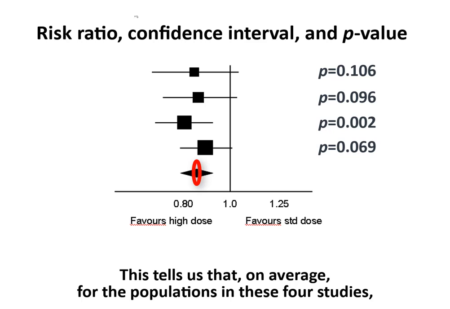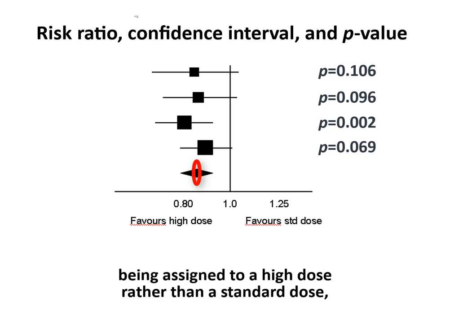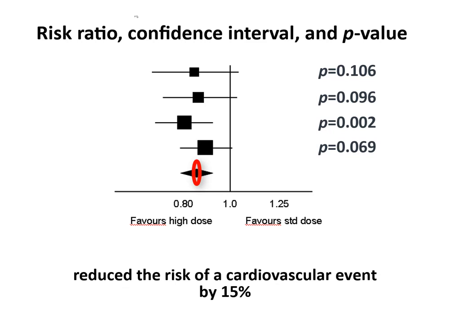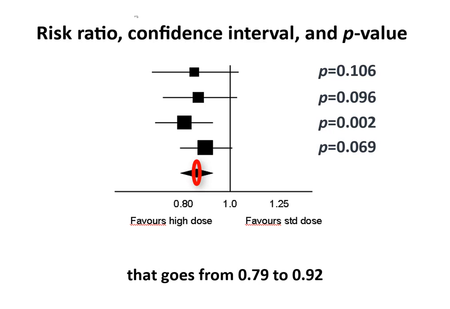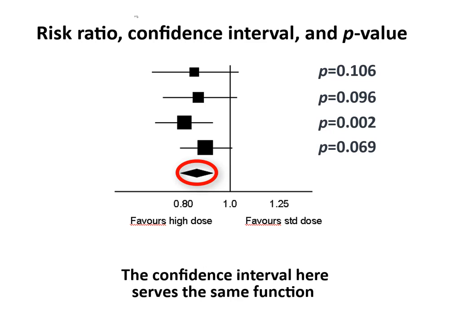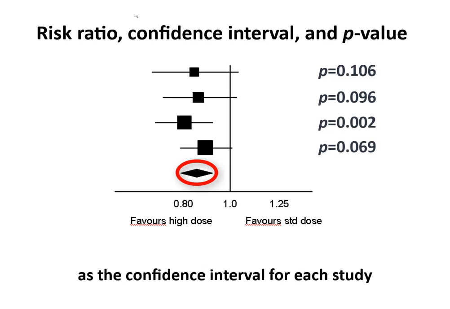This tells us that, on average, for the populations in these 4 studies, being assigned to a high dose rather than a standard dose reduced the risk of a cardiovascular event by 15%. This risk ratio is also bounded by a confidence interval that goes from 0.79 to 0.92. The confidence interval here serves the same function as the confidence interval for each study.